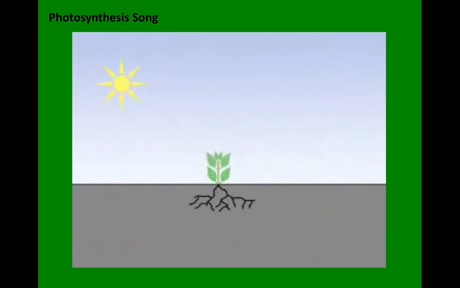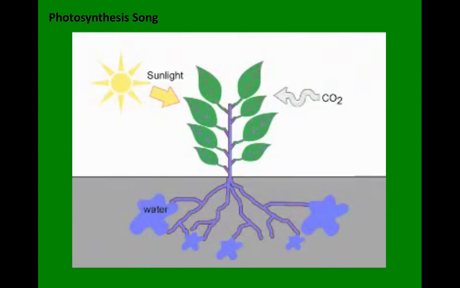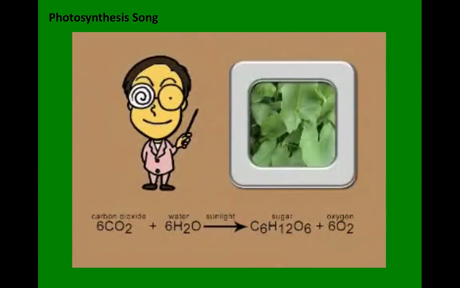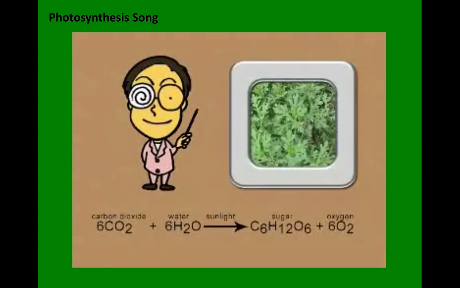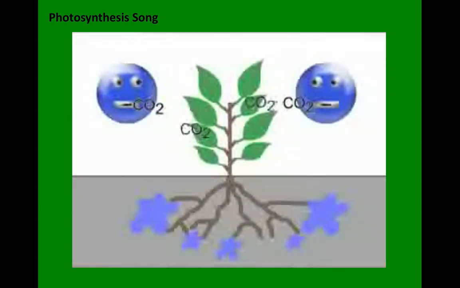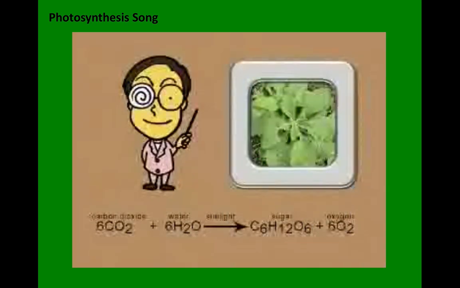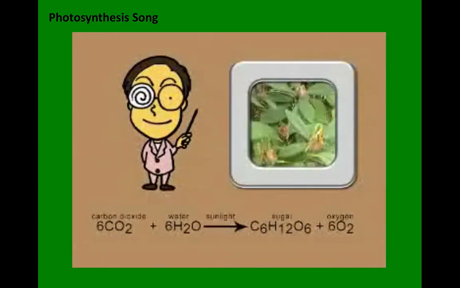If you want to know how a plant grows, it takes water, air, and sunlight, and makes cellulose. Every plant can do this fundamental process, and we can call this photosynthesis. Unlike me and you, plants need CO2, and they make oxygen that stops us turning blue. Every plant can do this fundamental process, and we can call this photosynthesis.